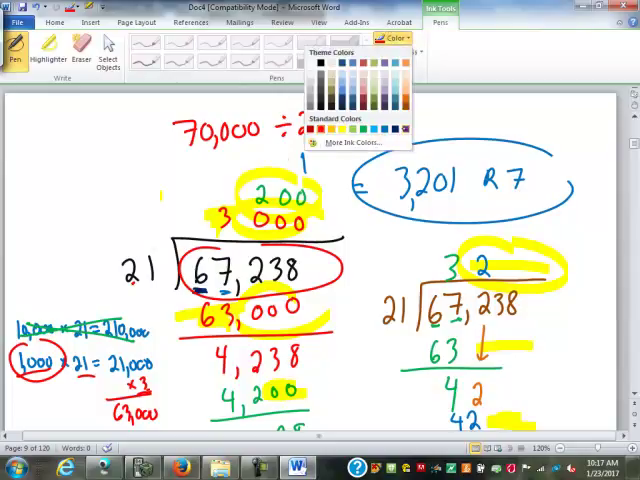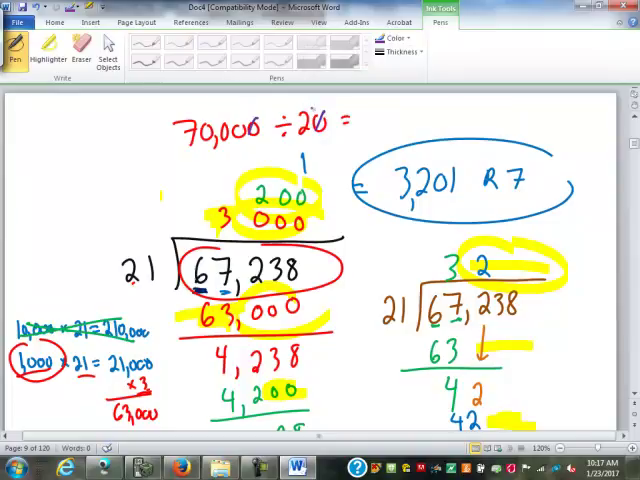If we're estimating with the zeros, you can cross off a 0. 7,000 divided by 2 is about 3,500. You're expecting an answer in that range, which is close to what we got, 3,201. Any questions?